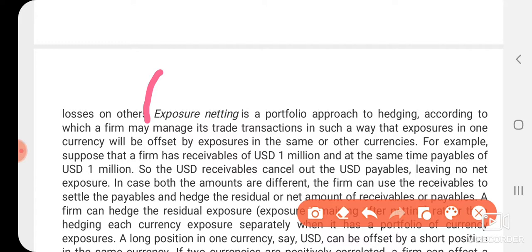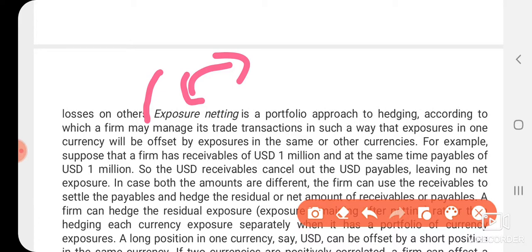First of all, we have to know what is meant by exposure netting. Exposure netting is a method of hedging currencies. While dealing, we incur such risk. In order to minimize such risk, we use hedging techniques as well as operational techniques. Now we are discussing operational techniques. Exposure netting is one of the methods to minimize risk by offsetting exposure in one currency with another exposure in the same or another similar currency.